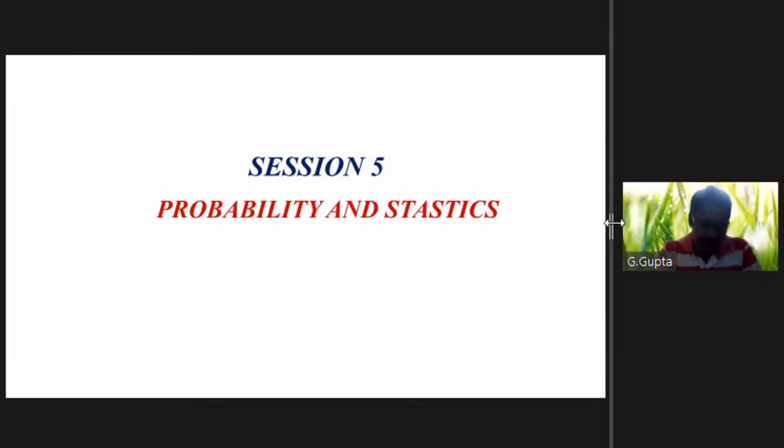Previously, in probability statistics, we had discussed basics, addition theorem of probability, conditional probability, that is dependent events, and multiplication theorem. Now in this session, I am going to discuss independent events, Bayes theorem, rule of total probability, etc.